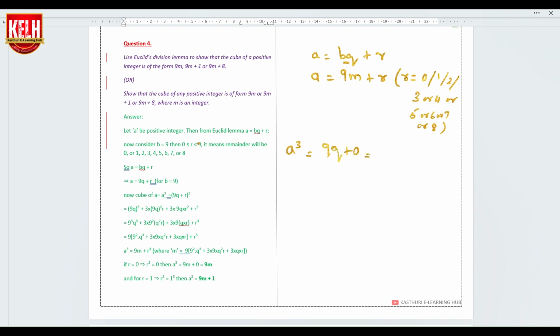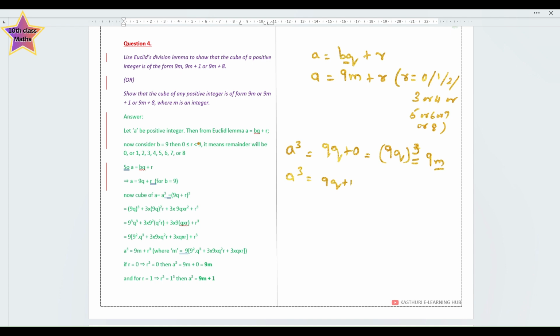a cube is nothing but 9q whole cube, which is in terms of 9, that is 9 into q square, that is in the form of 9m. It need not necessarily use m, you can write any variable. This is to show that it is 9 into something. Okay, so if it is 9q plus 1, a cube equal to 9q plus 1 whole cube. Okay, so this is in terms of 9.